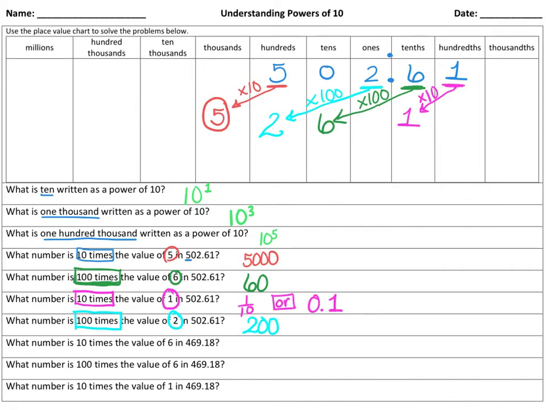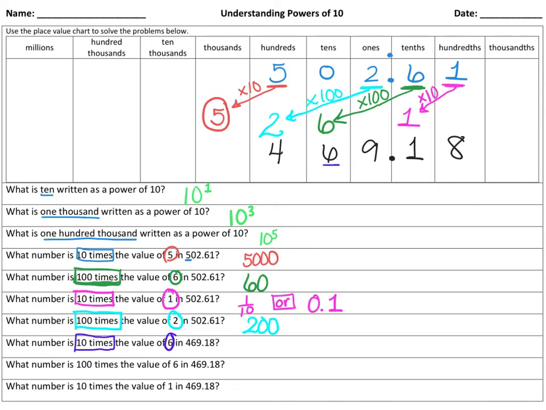All right, let's look at the next problem. What number is 10 times the value of 6 in 469 and 18 hundredths? So this is a new number. So what do we need to do with our new number? We need to write it in our place value chart. And I think it's important to make sure you put your decimal here. So what number is 10 times? We're doing 10 times the value of 6.